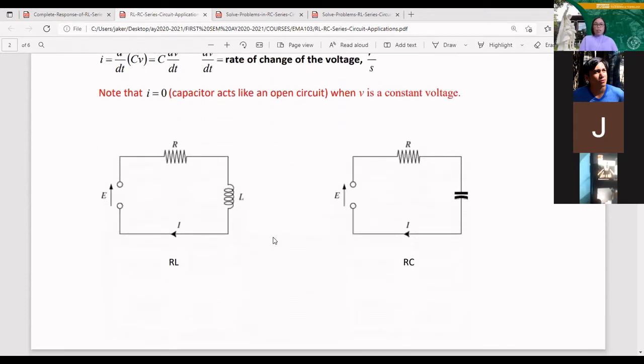As to the circuits that have these elements, I said at the start of the discussion that we will only take them 2 at a time. So you have here on the left an RL circuit, and here on the right you have an RC circuit. Okay, and this is your power source. It could be an AC circuit, it could be a DC circuit.